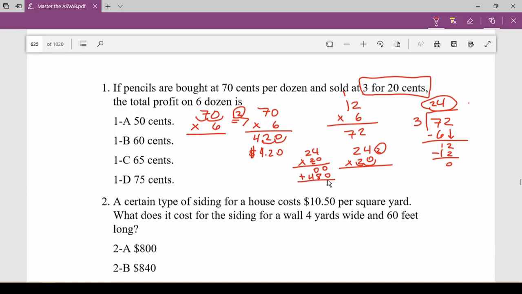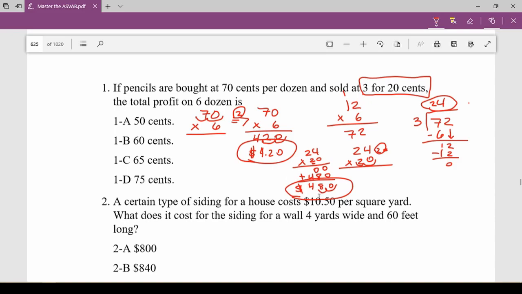Let's add. 0 plus 0 is 0. 0 plus 8 is 8. 0 plus 4 is 4. Bring back in our 2 decimals. So this is our cost to purchase the 6 dozen pencils. This is what we're selling them for.